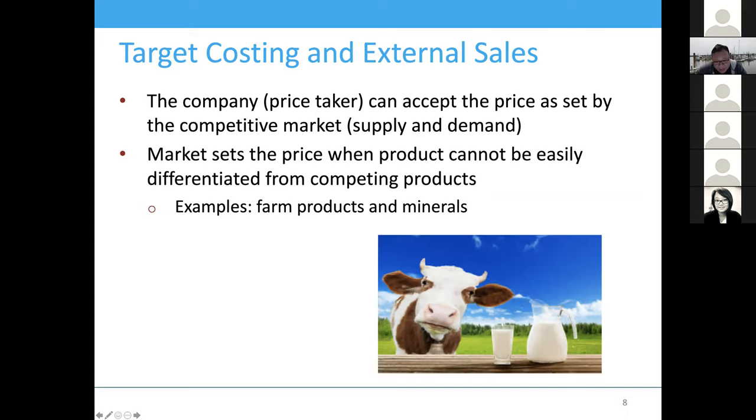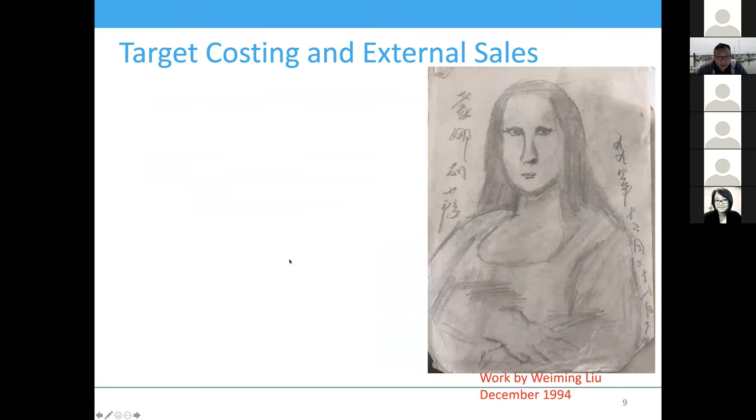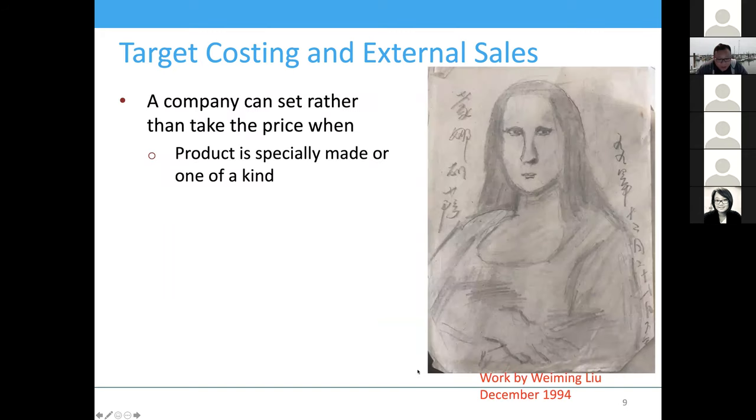So the examples are farm products, right? Your milk is no different from the milk produced by your neighboring farm. It's milk. There's no difference in terms of the product. So you can't set the price, and this price will be determined by the market. So that's the example.